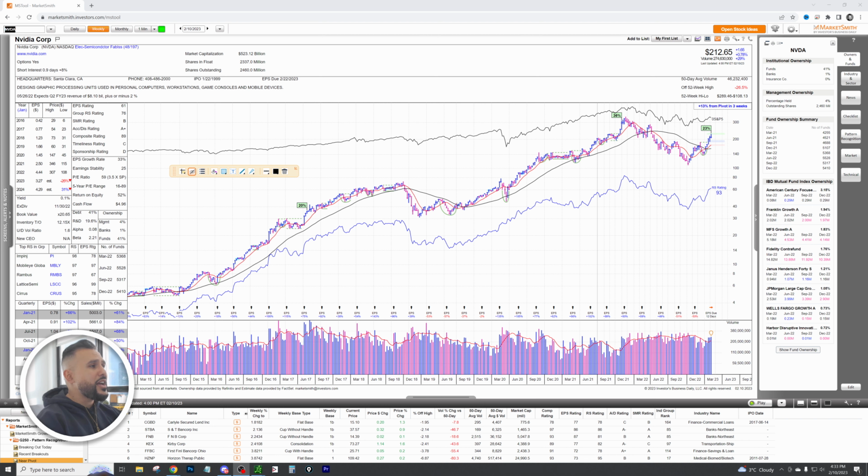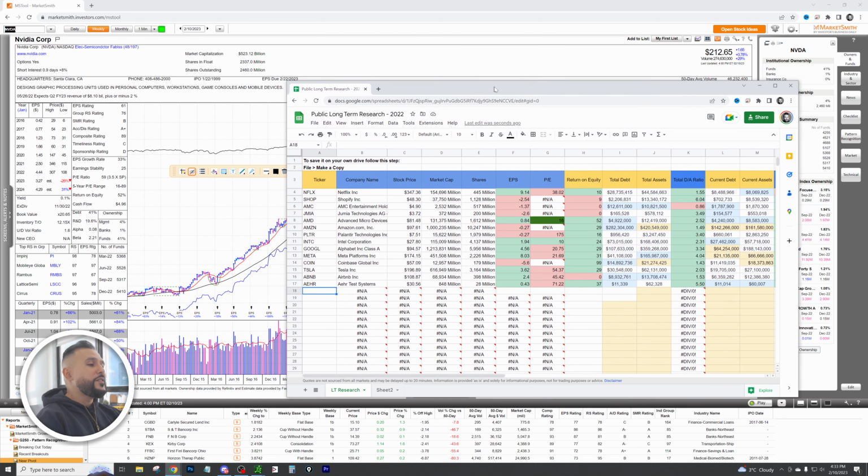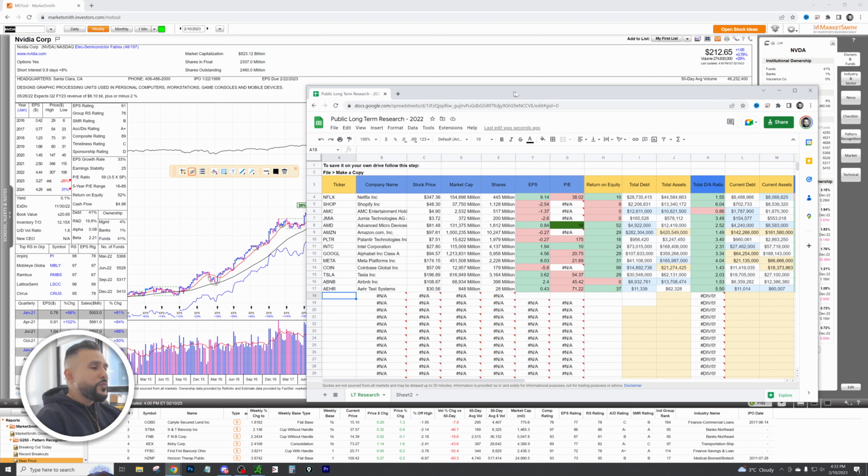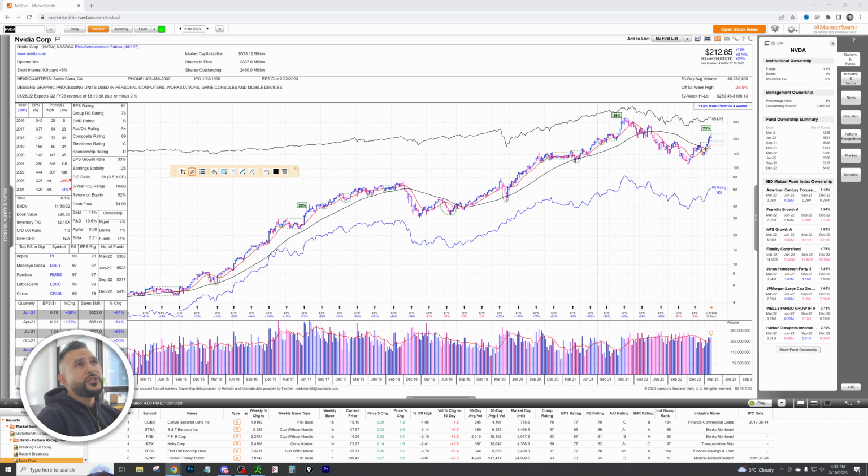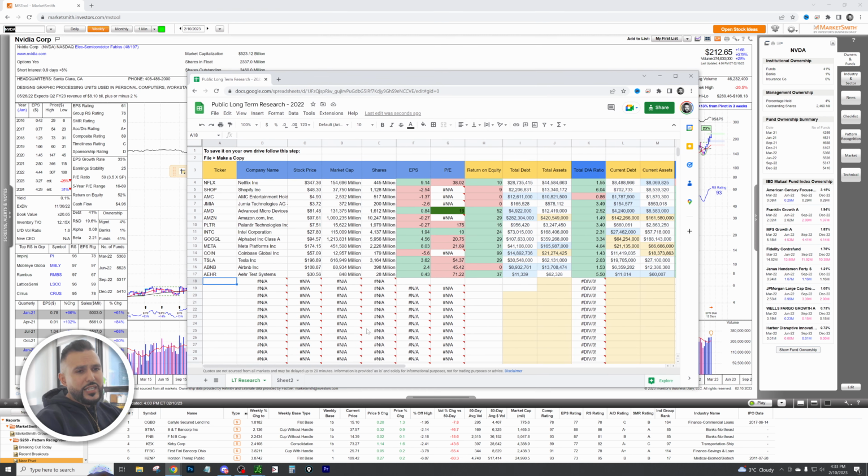All right, next thing we have is our handy dandy Excel sheet. This is a wonderful tool that I've built to give us access to all the information that we need to see if it's a good investment or not. And of course, we have Yahoo Finance. All right, so let's pull up our handy dandy Excel sheet.